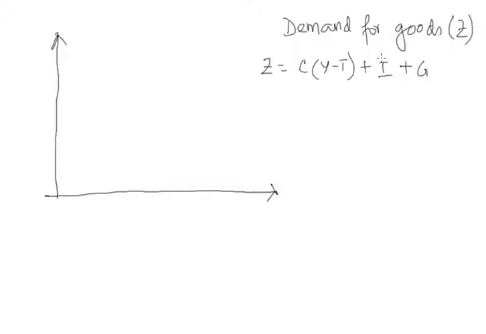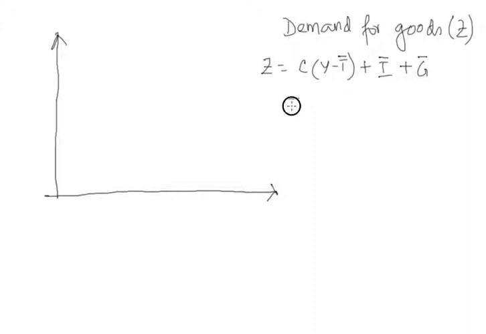Investment spending in this model is given by I bar, which means investment is exogenously given. Same with government spending. Government spending is also assumed to be exogenously given, and so are taxes. All the letters that have bars on them mean that they are autonomously given. They are not determined within the model. So let's start with graphing the demand side.